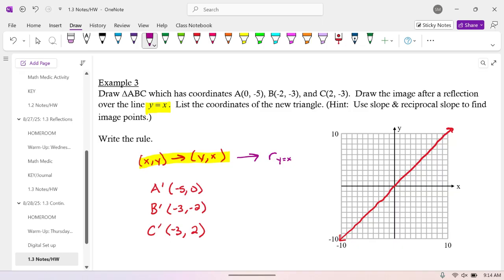So that's on example 3. It was the last one we did yesterday. All right, so are there any questions on the alternate notation?